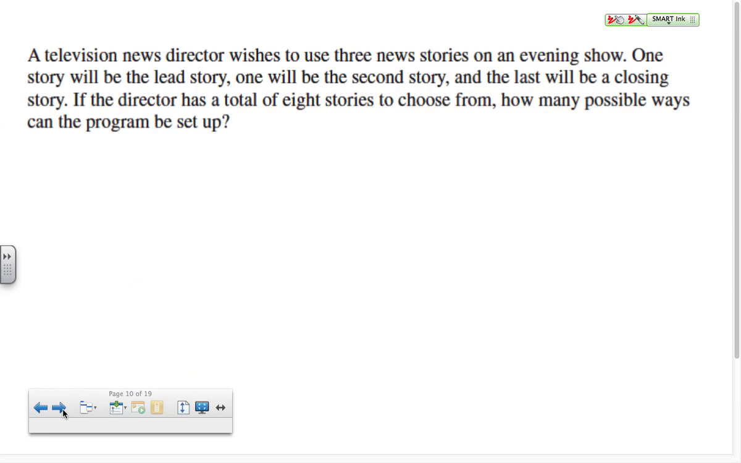Alright. So a television news director wishes to use 3 news stories in the evening. One will be a lead story, one will be a second story, and the last will be a closing story. If the director has a total of 8 stories to choose from, how many possible ways can the program be set up? How many total? There's 8 total, and he wants to choose 3. So it's 8.